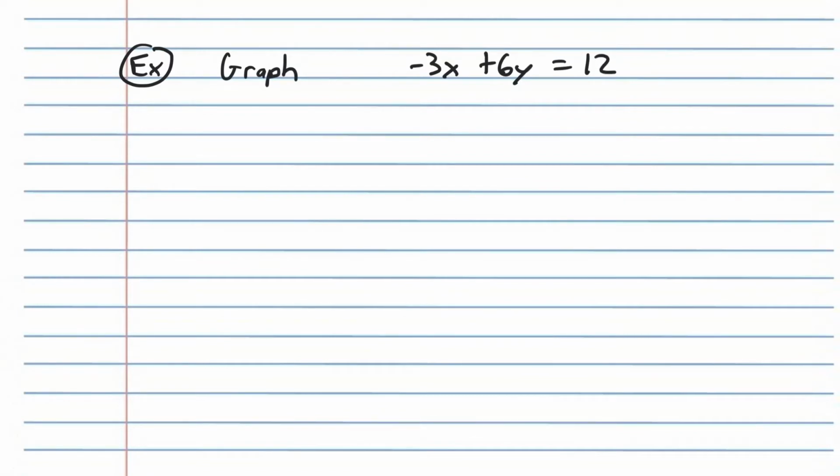Now, if you really wanted to do a table, I'm going to show you that right now. The idea in making a table is essentially making a t-chart with x and y. Realistically, you could plug in any number you wanted to and see what comes out. So, for example, let's say you plug in 2 for x. We want to see what comes out for y. So you would do something like this: negative 3 times 2 plus 6y equals 12. And then we just have to solve for y. It's not super difficult. Negative 3 times 2 gives you negative 6.